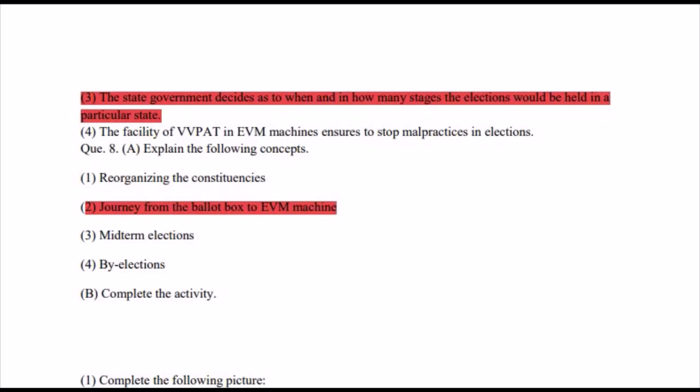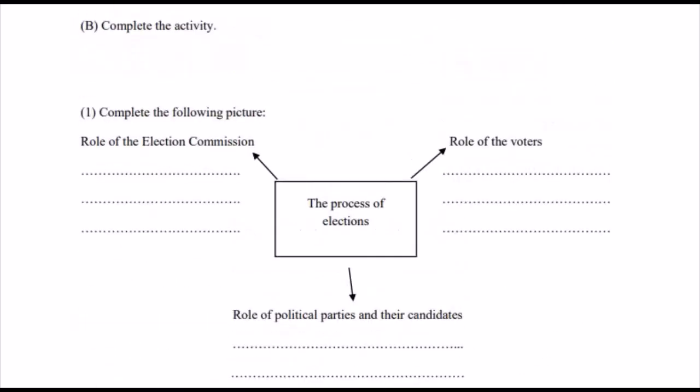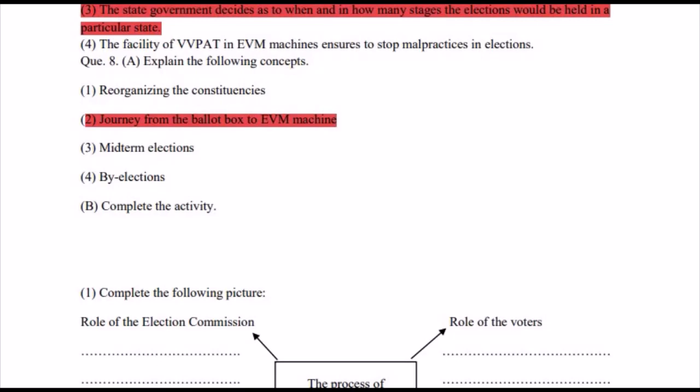So these are the points which are included in the answer, journey from ballot box to EVM machine. And you can add one more thing which is very, very important. That is, because of EVM machines, lakhs of trees are saved. We are saving the environment.